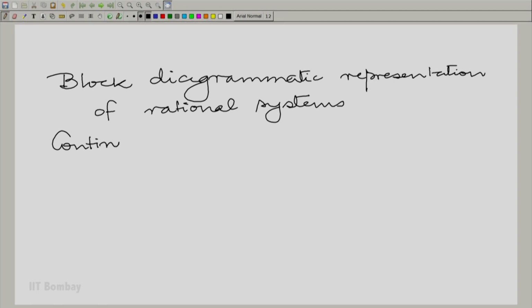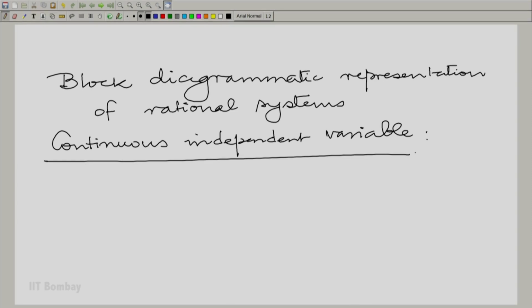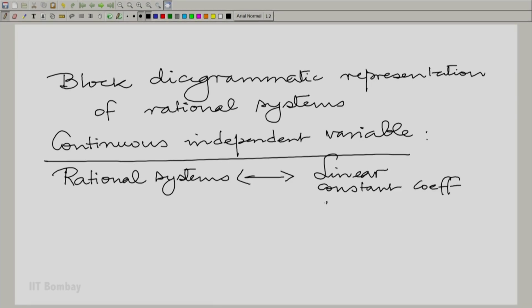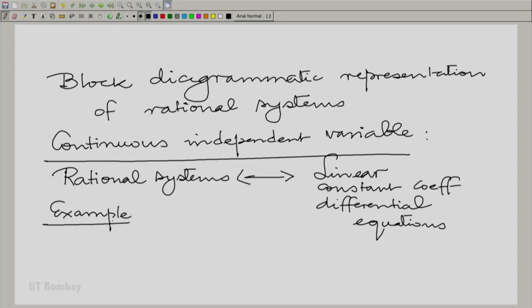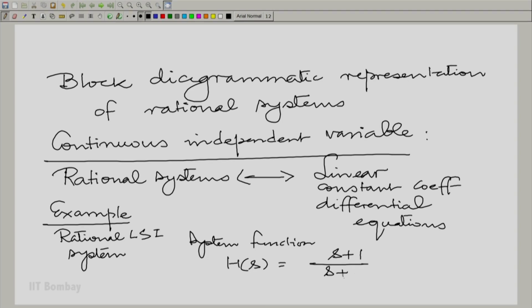Now, rational systems, and we will begin first with the continuous independent variable case. Rational systems correspond to linear constant coefficient differential equations. Let us take what we call the rational system of the following form. In fact, let us take an example. Let us assume we have a rational system with system function (s+1)/(s+2) with the region of convergence given by real part of s greater than -2.